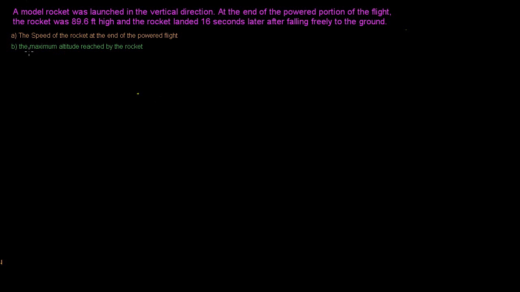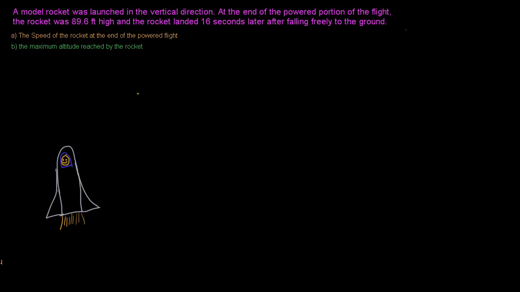Alright, so this problem states a model rocket was launched in the vertical direction. At the end of the powered portion of the flight, the rocket was 89.6 feet high and the rocket landed 16 seconds later after falling freely to the ground. And we are asked to determine the speed of the rocket at the end of the powered flight and the maximum altitude reached by the rocket.